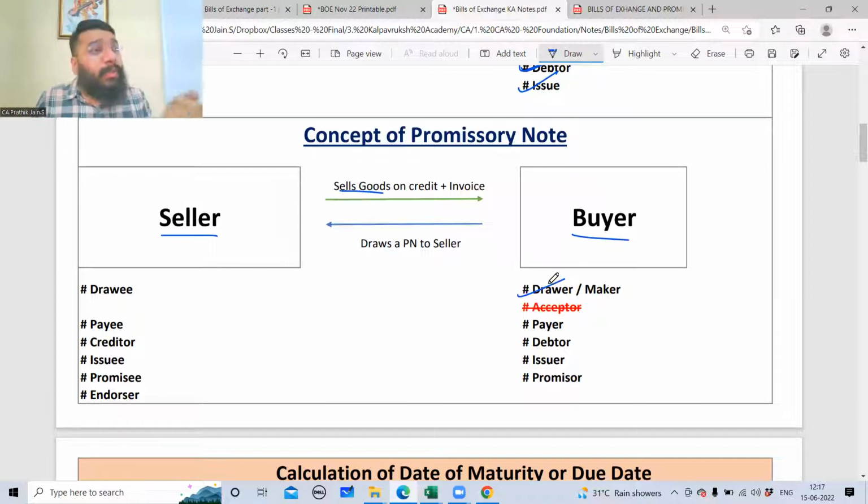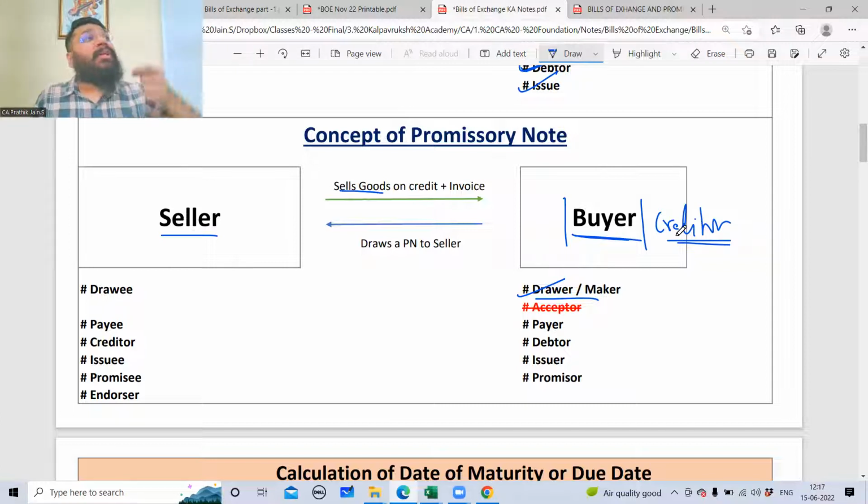So the person who's drawing the bill or promissory note is called as a drawer or the maker. So here, who's the drawer? Customer, buyer, creditor, whatever be the name. They can ask you a question in the true and false. In case of promissory note, creditor is the drawee of the promissory note. True or false? False, because creditor here is the drawer. I asked a question. In the case of promissory note, creditor is the drawee. Creditor is the drawer.